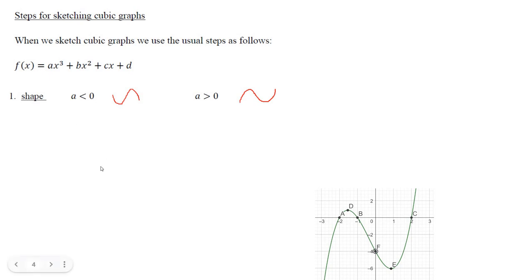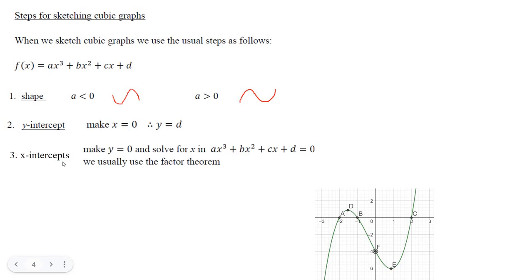That's the basic shape. First, figure out the shape, just like you would with a parabola. And then the same thing. Make x equals 0 to find the y-intercept. So if those are all 0, then the y-intercept is just d, just like a line or a parabola. But x-intercepts, you have to make y equals 0 and then solve this.